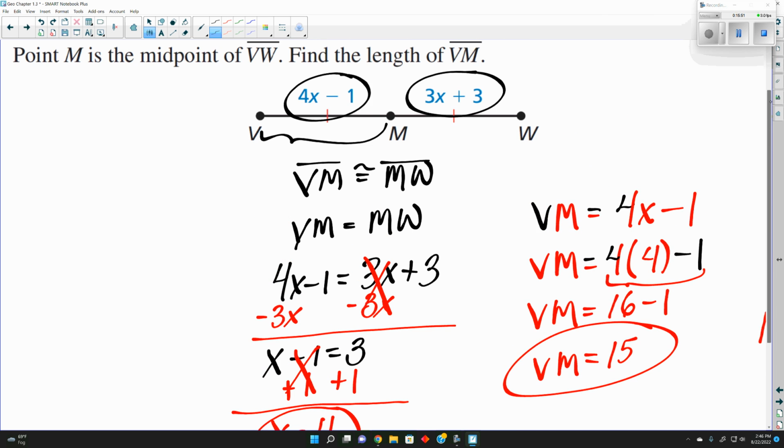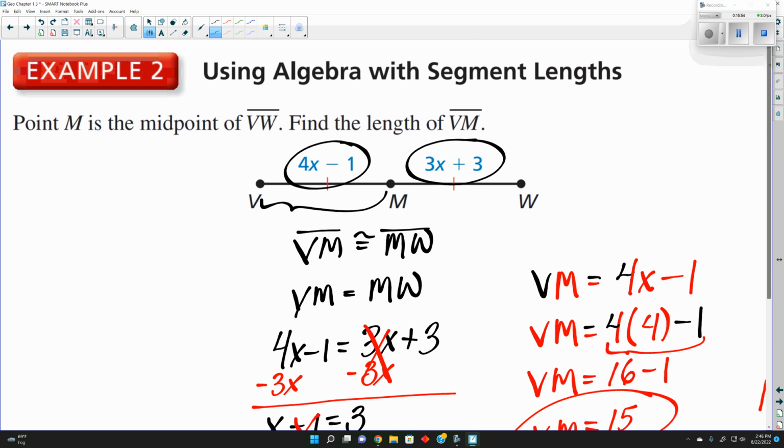What would happen if I had plugged 4 into 3x plus 3? Yes, because 4 times 3 is? We get 15. That's nice because if we're not sure about an answer, we can always check it. Since we're talking about midpoints, these two lengths have to be the same. So if you plug your value of x into both and get two different answers, we know either the calculations were wrong or the value of x is wrong because these two should give us the same value. Does that make sense? All right.